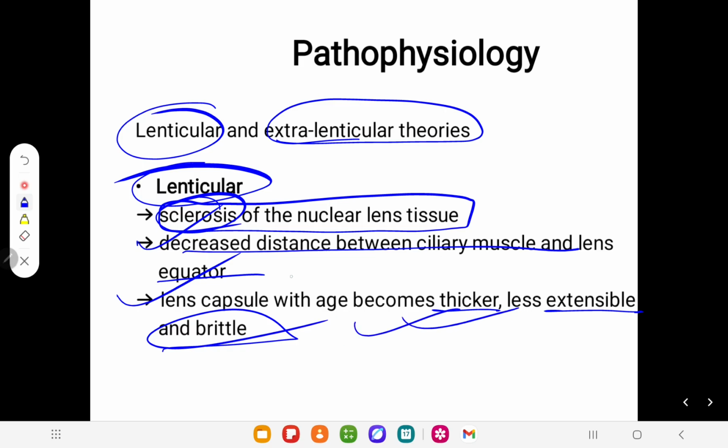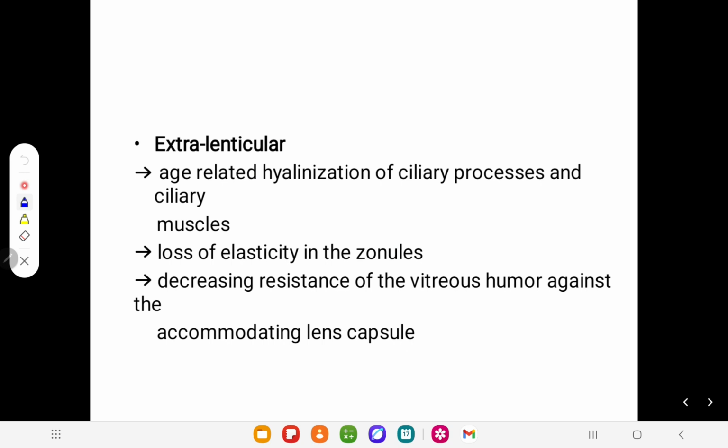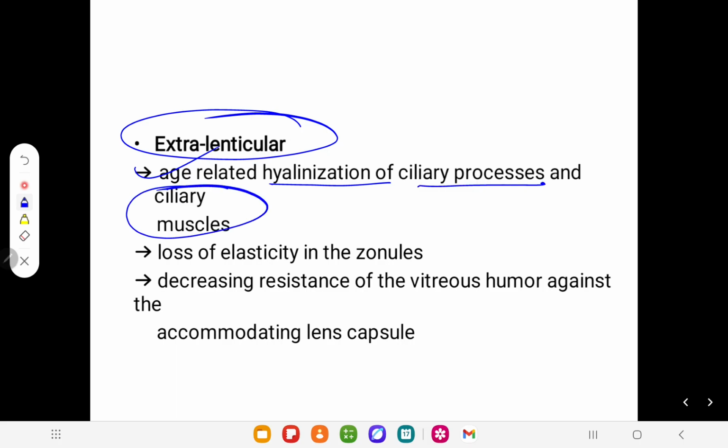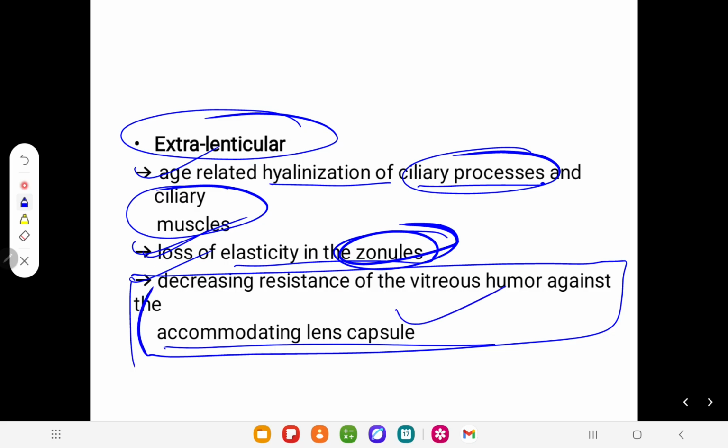So this is the lens capsule, this is the distance between the lens and the ciliary muscle. The most accepted is sclerosis of the lens nucleus. But the extralenticular theory states there is age-related hyalinization of the ciliary process and the ciliary muscle itself, which causes weakening of ciliary muscle contraction. That causes loss of elasticity of the zonules too. Another theory is loss of elasticity of the zonules and decrease in resistance of the vitreous humor against the accommodating lens. I don't know much about this, but it is also one of the extralenticular concepts of the pathophysiology of why presbyopia happens.